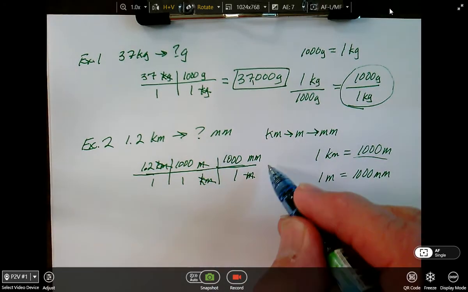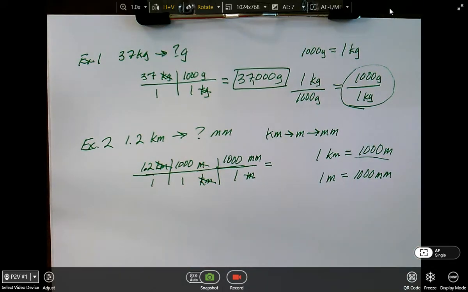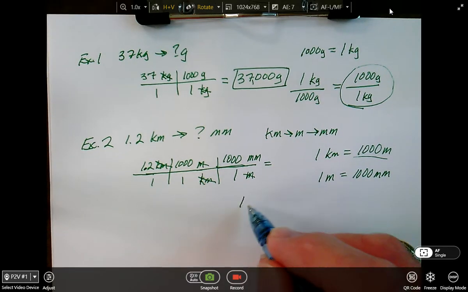That lets me know I can put my equal sign, get out my calculator, and multiply 1.2 times 1,000 times 1,000. Those are all on top, so everything's multiplied. 1.2 times 1,000 times 1,000 gives you what? I'm going to write it down here.